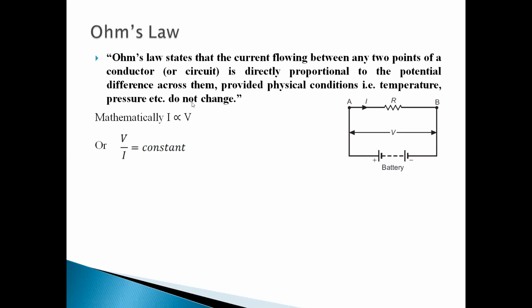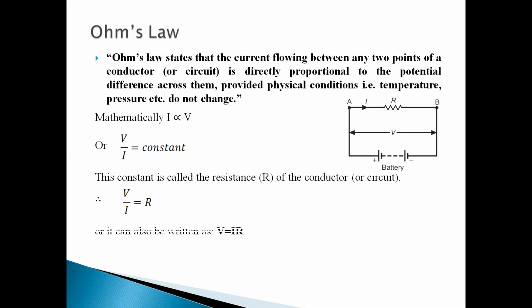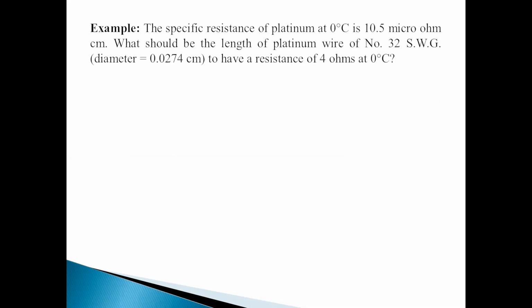Or we can write V divided by I is a constant. This constant is called the resistance R of the conductor, of the circuit or of the wire. Then V by I is R, or we can write V equals IR. So this is Ohm's law.